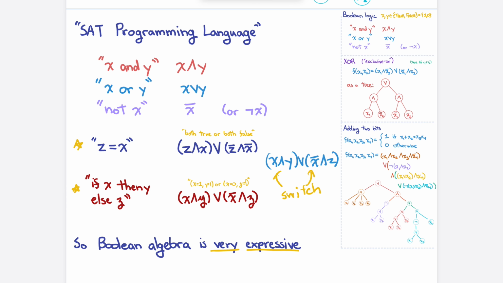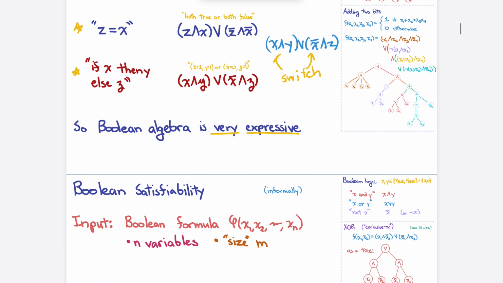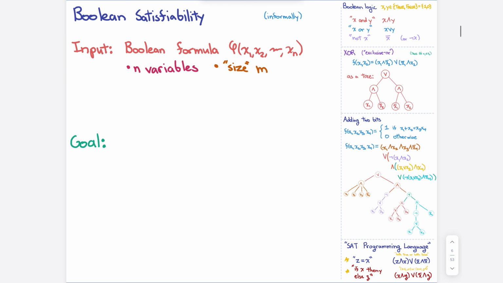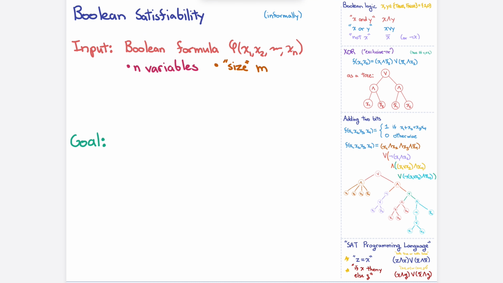Okay, so there's more than maybe meets the eye. Now the problem we're interested in today is called Boolean satisfiability. As input, I'll give you a Boolean formula, some bunch of parentheses and n variables and ands and ors. There'll be n variables. Maybe the size will be basically the total number of symbols in the whole thing, or if you visualize it as a tree, how many total nodes.